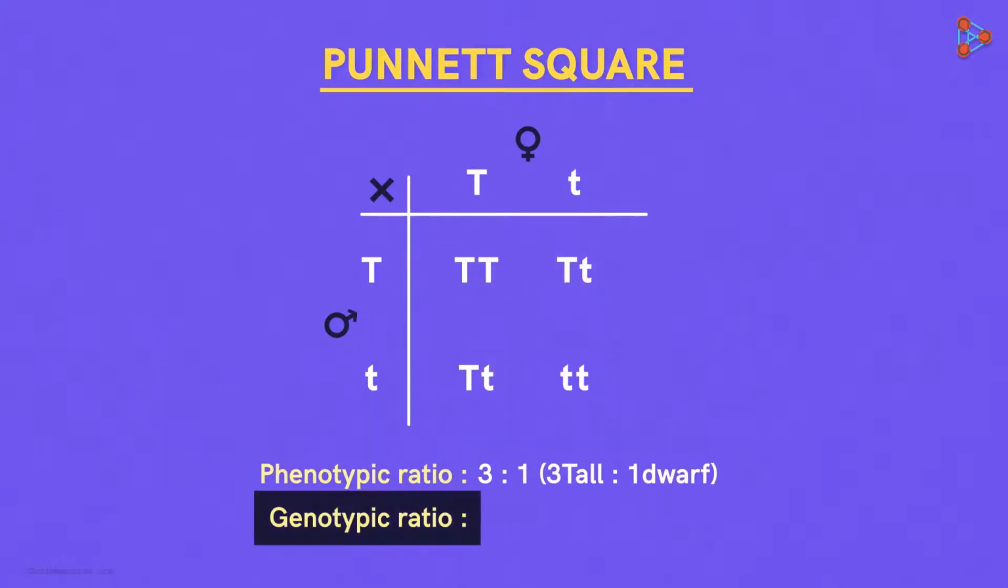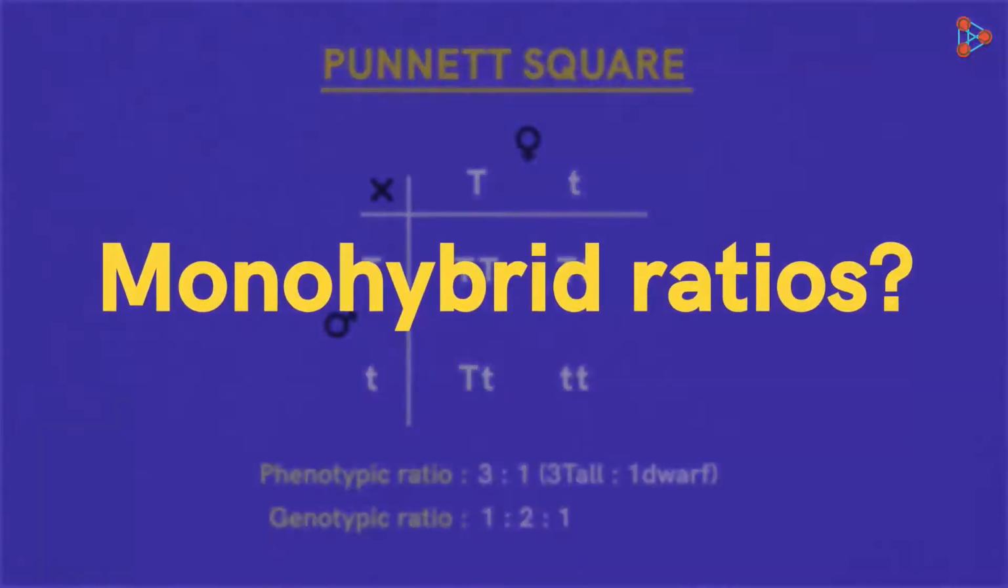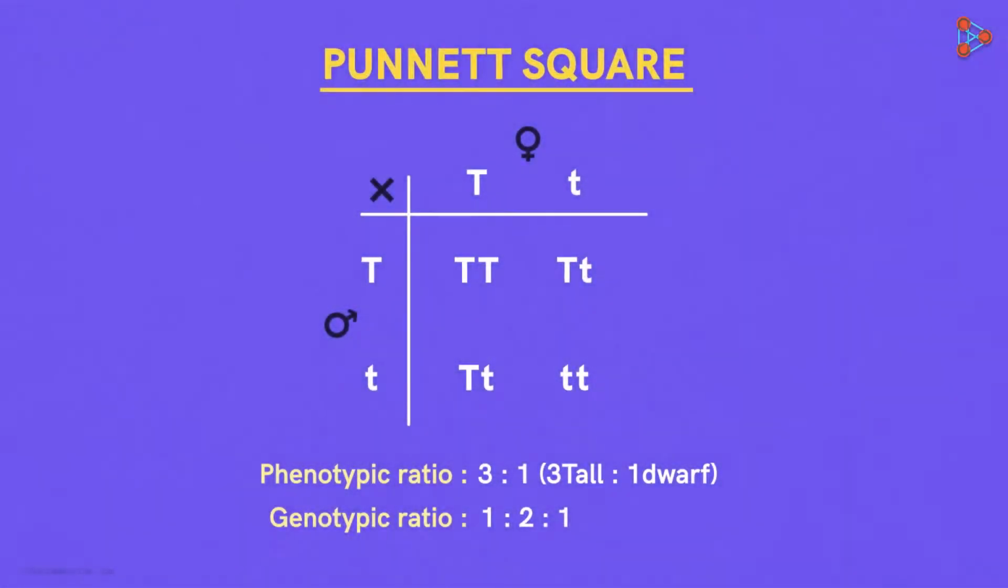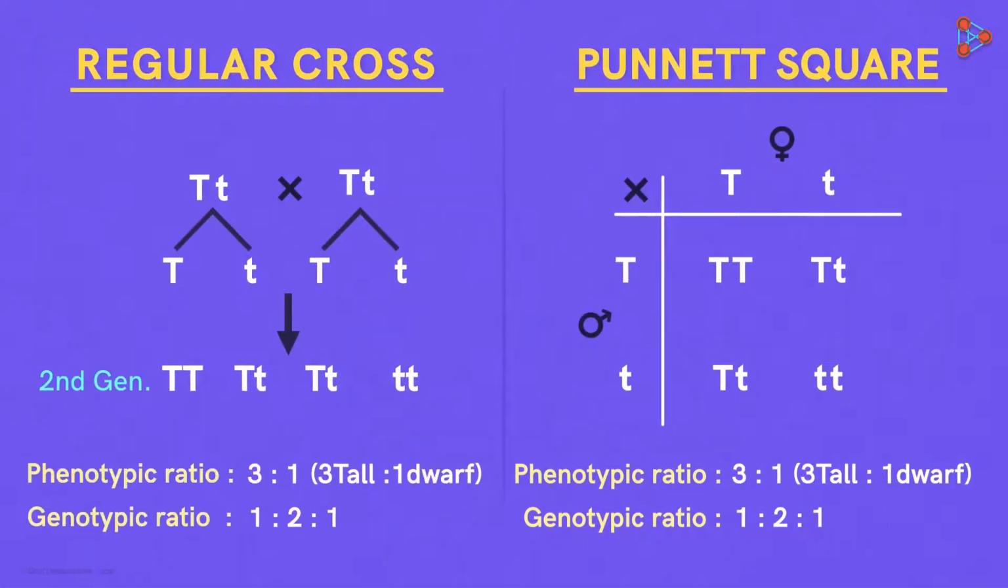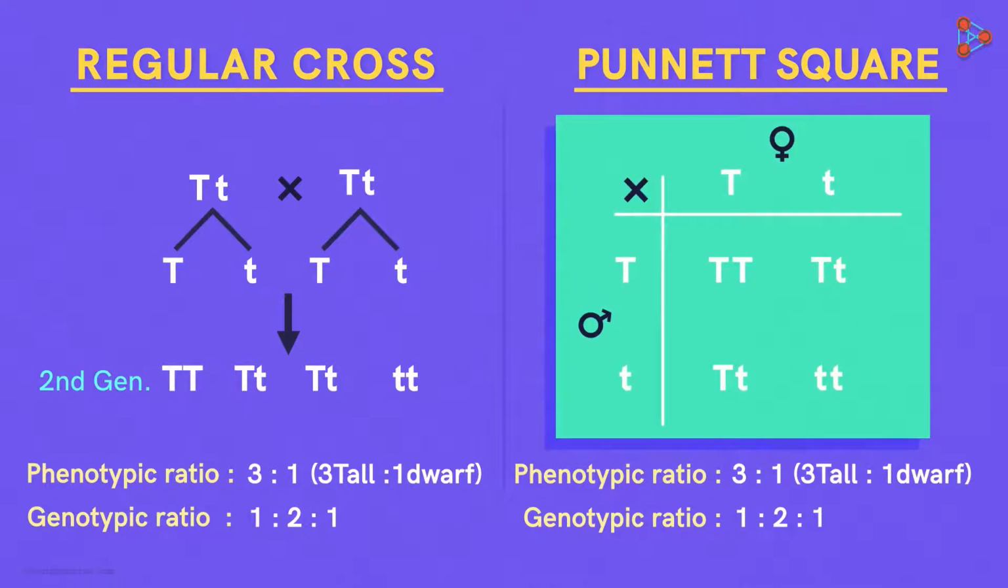What about the genotype? There is 1 homozygous tall case, 2 heterozygous tall cases, and 1 homozygous recessive case. So the genotypic ratio is 1:2:1. Aren't these the monohybrid ratios? Yes, they are. We get exactly the same results that we obtained on crossing the F1 generation previously. So, this is how monohybrid cross can be carried out using the Punnett square method.